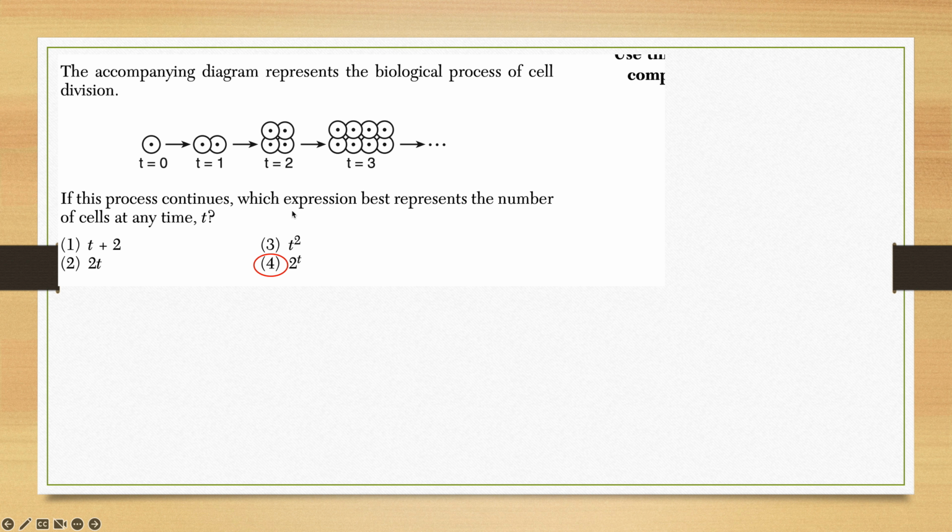But how could you reason this out? Well, if you notice, the first one goes from 1 to 2, so that's multiplying by 2. 2 to 4 is multiplying by 2. 4 to 8 is multiplying by 2. In each case, I'm doubling the number of cells that appear through cell division. And when I'm doubling them, that means I'm multiplying them by 2. And when you multiply something by 2 over and over and over again, that's 2 to a particular power.